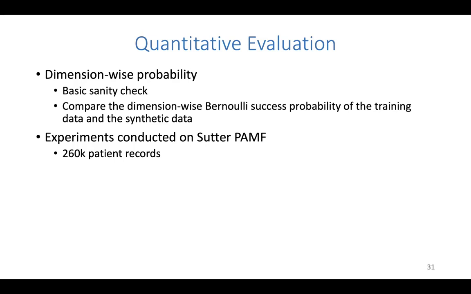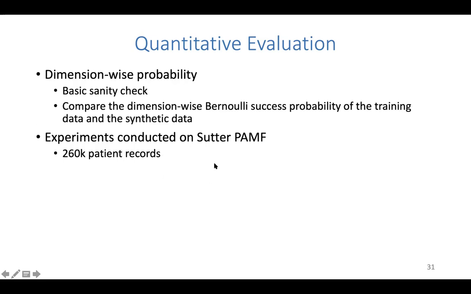dimension. We evaluate each dimension to see if, since we're generating binary values, the occurrence probability of each dimension is the same as the occurrence probability estimated from the real samples. So there's the occurrence probability estimated from the fake samples and the occurrence probability estimated from the real samples. And if the two are exactly the same, then at least we can say that the fake generators respect the dimension-wise occurrence probability. So this is a basic sanity check.